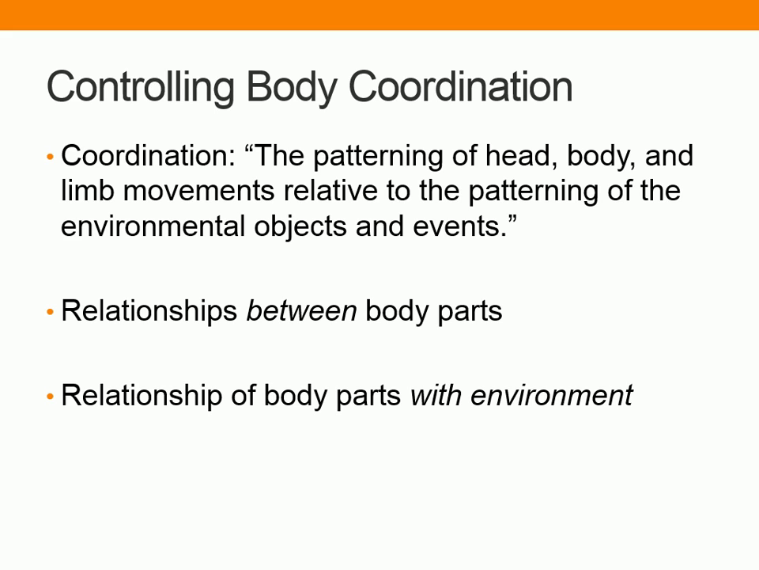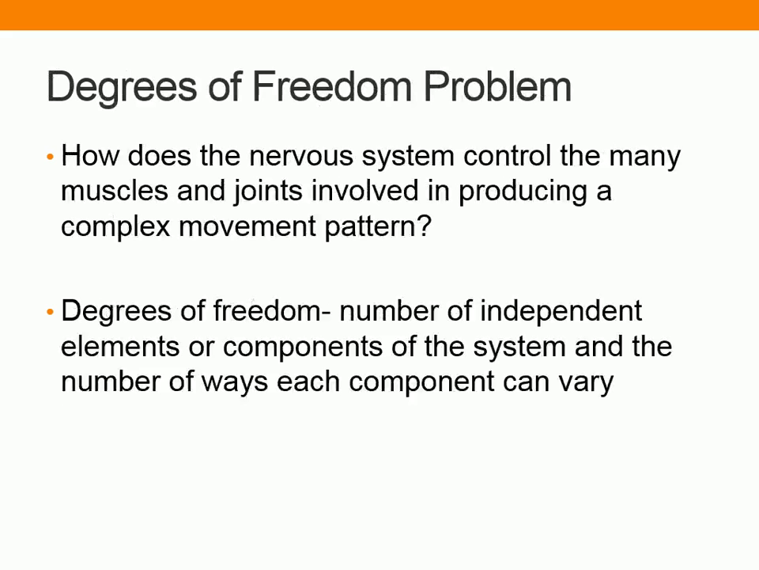We're going to just scratch the surface in this class, trying to understand what are some major theories of how this happens without getting too deep into the mechanisms behind those theories. Okay, so when we're looking at coordinating these complex movements, a major problem we run into, as I've alluded to already, is the degrees of freedom problem. So the question, I'll just pose it and read it here. How does the nervous system control the many muscles and joints involved in producing a complex movement pattern?